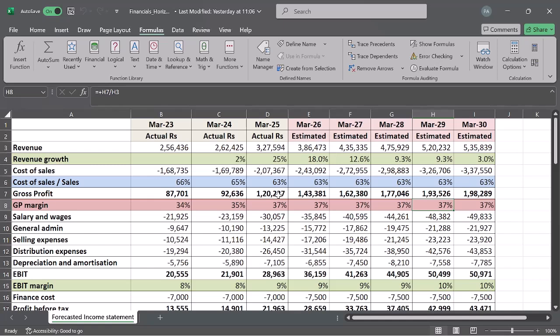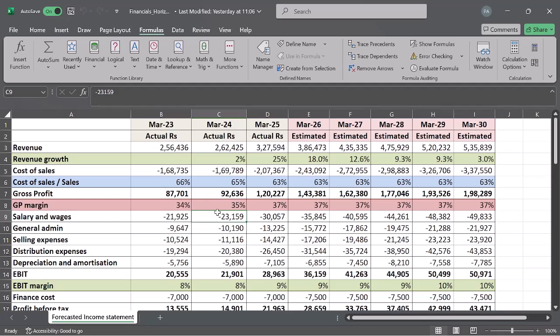Then gross margin. How much is the margin of the company? How much profit does the company make? That also remains quite stable. It has remained stable at 37%. The actual in 2025 was 37. So I have assumed that the margins are not going to make a big change in the forecasted period. Okay, fine.